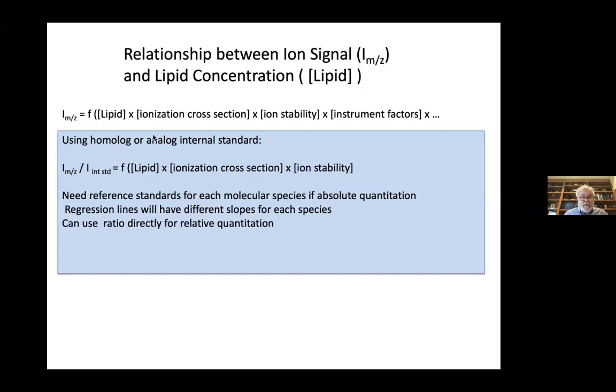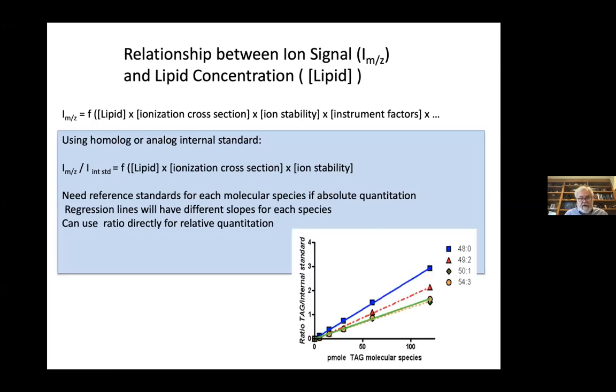And that really helps, which is why we like normal phase. They look very similar, and so we can reduce some of those issues. But you would need a reference standard for each of these molecular species if you want an absolute quantitation, and to get these standards, that's this problem right here.